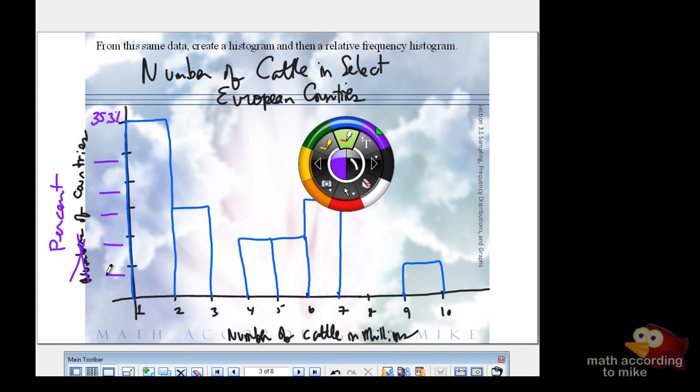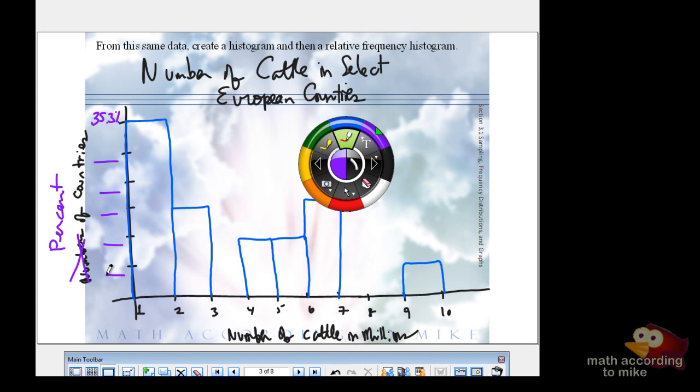So the only difference between a frequency histogram and a relative frequency histogram is the labeling of the y-axis, including the title and the values on the y-axis. To do it professionally, I would count by 5%, all the way up to 40%. But as far as the layout of the rectangles, exactly the same. They're not going to shrink or grow at all.